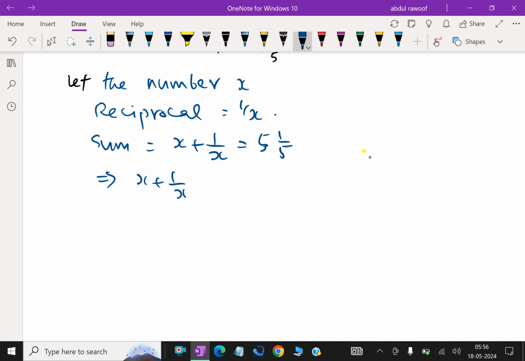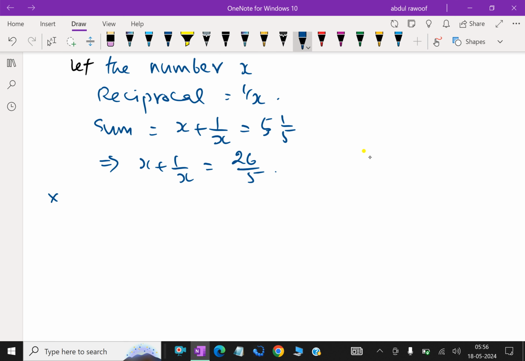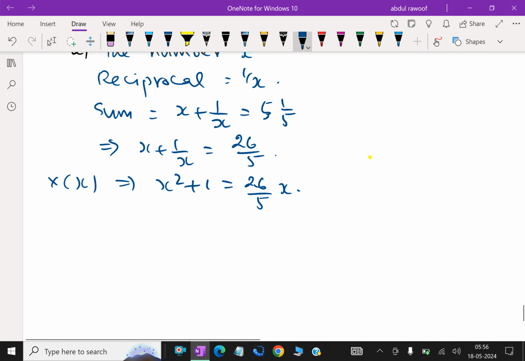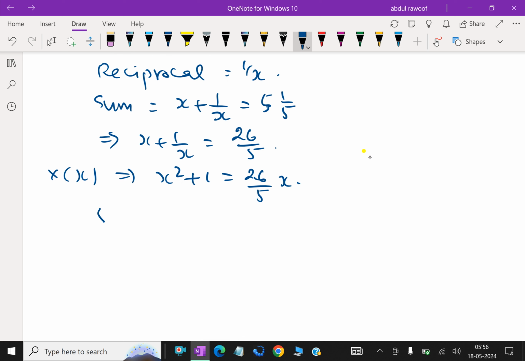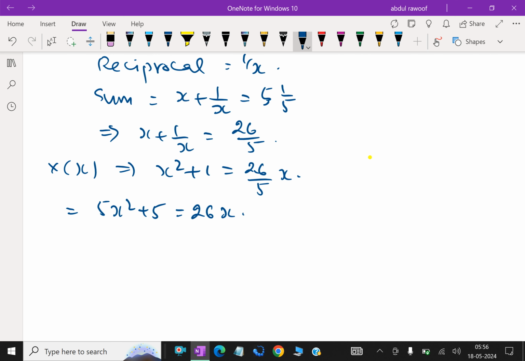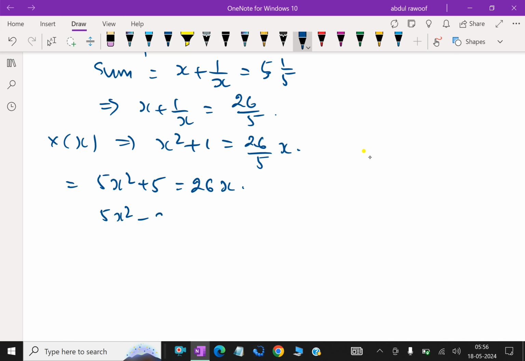So x plus 1 over x equals 5 1/5. 5 fives are 25, plus 1 is 26 over 5. Multiply throughout by x. x into x is x squared. x into 1 over x is 1. 26 over 5 into x. Then by cross multiplying, 5x squared plus 5 equals 26x. That is 5x squared minus 26x plus 5 equals 0.